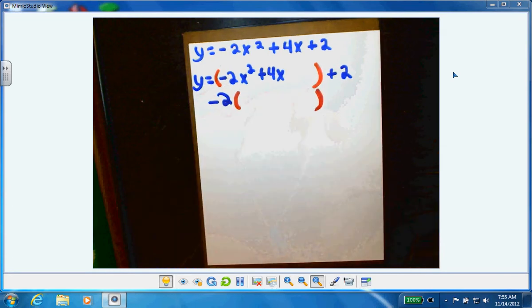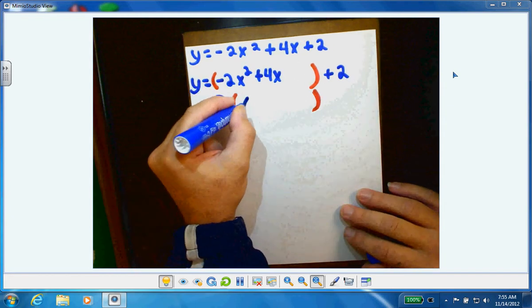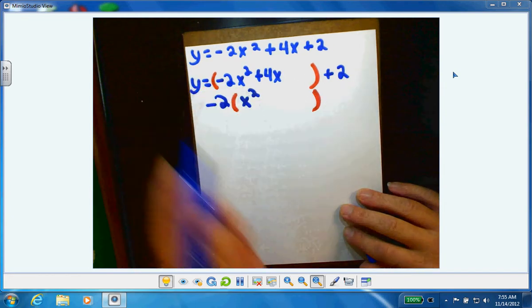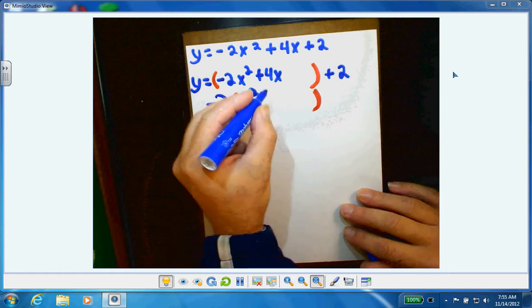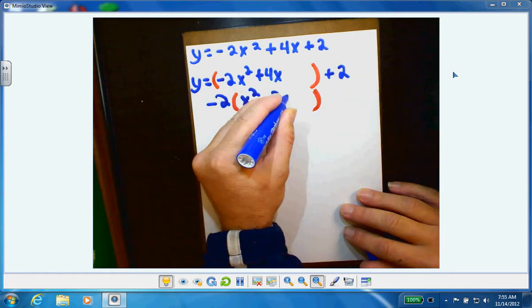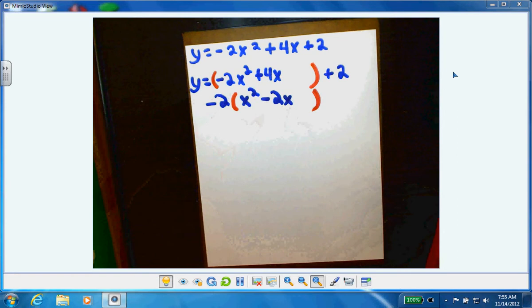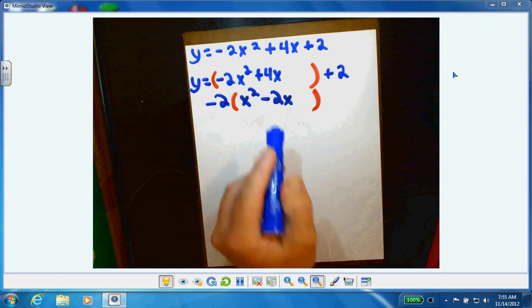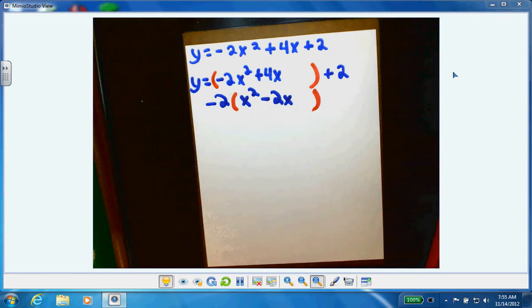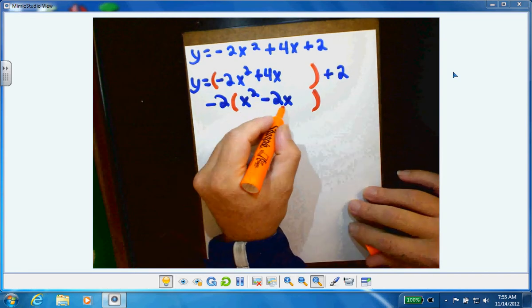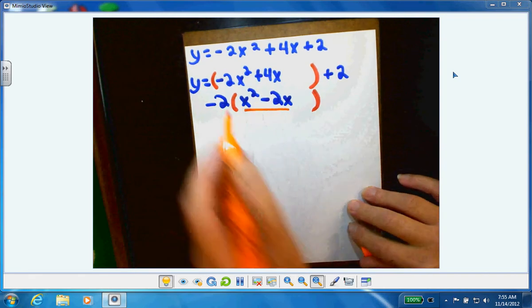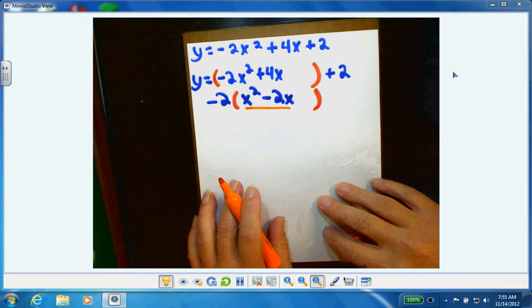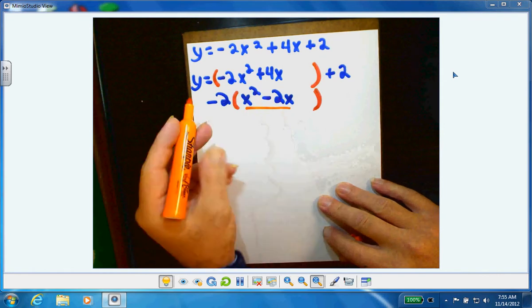Well, -2 divided by -2 is +1, so that leaves me with an x squared. And 4 divided by -2 leaves me with a +2. The reason I did this is because now I can complete the square very easily. So I want you to look for the value of b on this part. What's the value of b? Well, the value of b is -2.